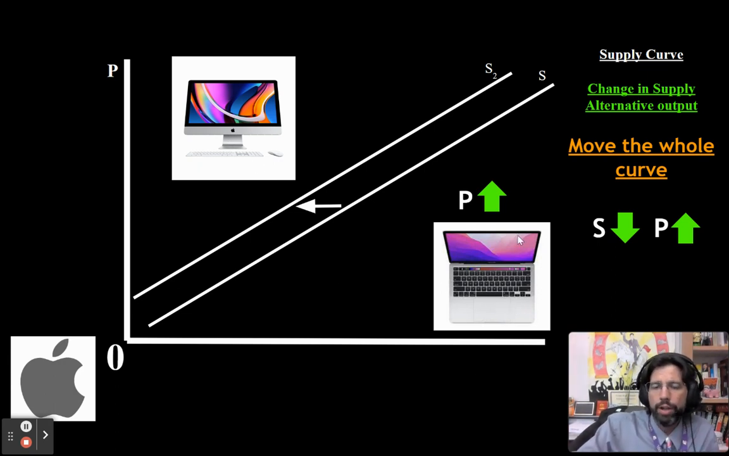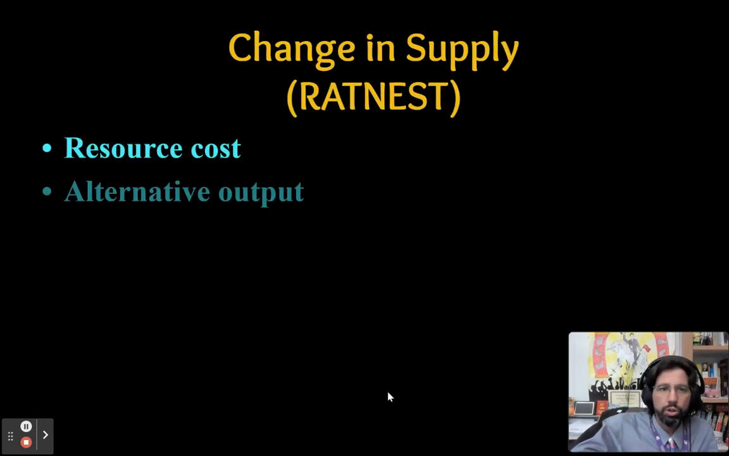So if I notice that the price of MacBooks goes up, what am I going to do to monitors? I'm going to actually supply fewer monitors, because why would I? If I'm a factory, I want to make the maximum price. So I want to look at these two items that I'm making in the factory. I'm noticing that MacBooks are going up overall in price, so I'm going to reduce my supply of computer monitors. Okay, alternative output will almost always deal with two goods or services, and remember, I want to make more of the higher priced one and not the lower priced one. Okay. So we have resource costs, alternative output.